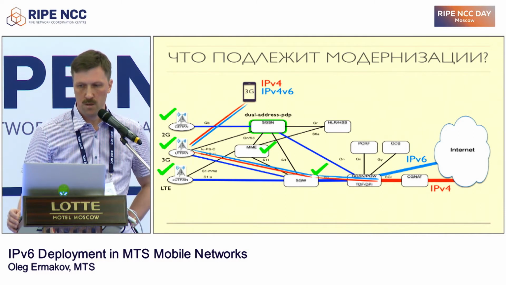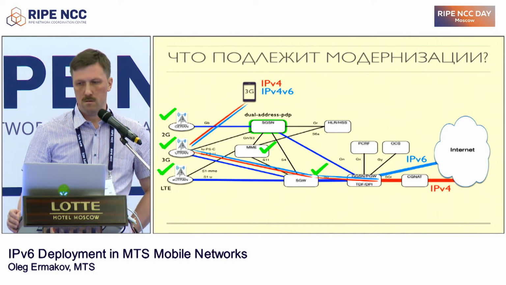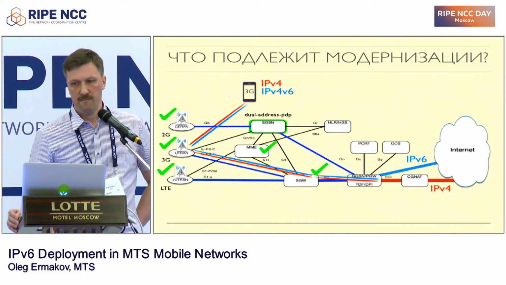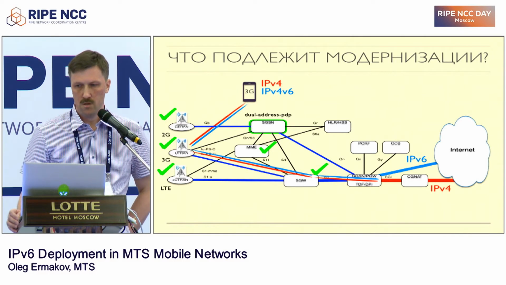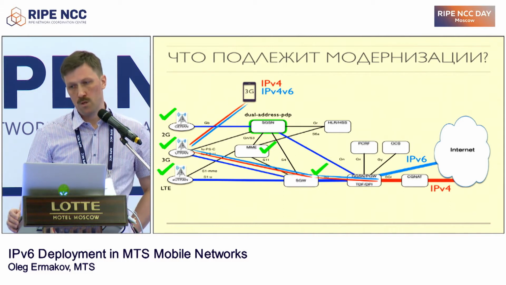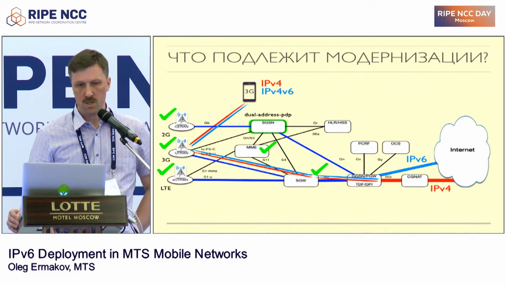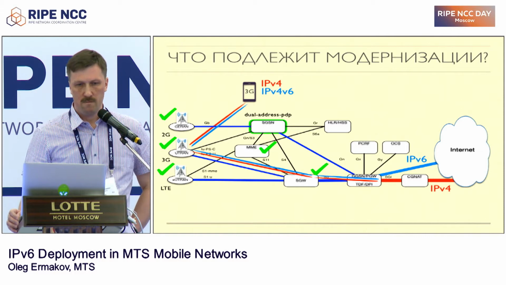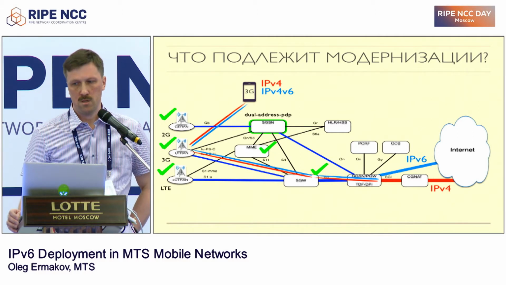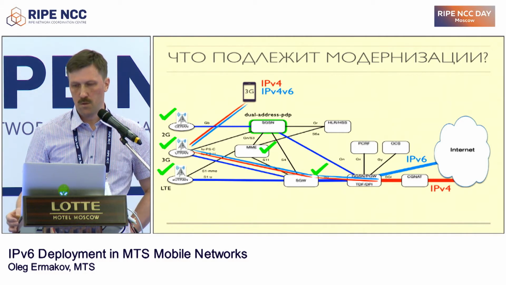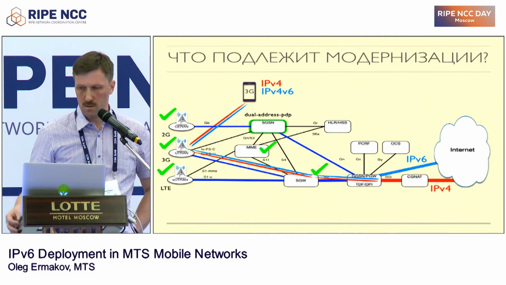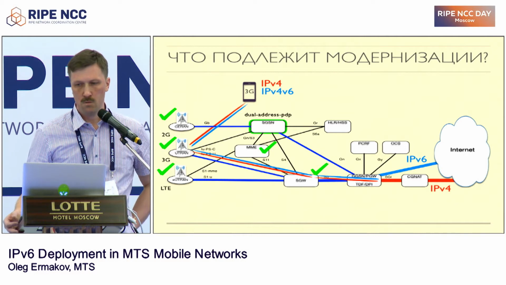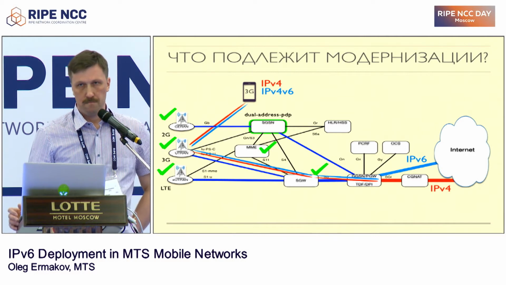SGSN was the box that we did have to upgrade. It serviced the second and the third generation networks. I just wanted to remind you that. And in order to have dual stack running there, for every radio network controller, we had to add one more command, which would say that at this particular base station RNC, dual address PDP should be supported, a tunnel with two different addresses.